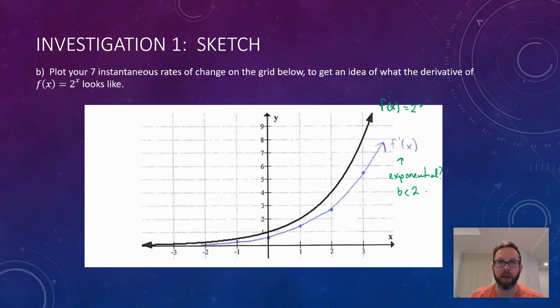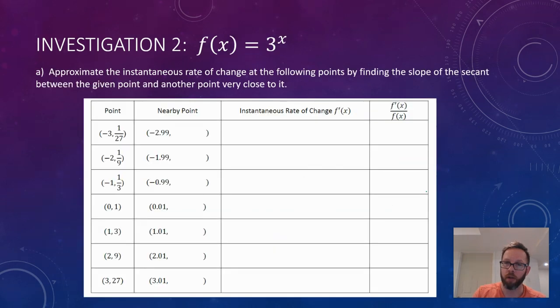So pretty interesting. We're going to repeat this process one more time, but for 3 to the power of x. I've got another table for you. I have 7 points on 3 to the power of x. And this time I'm just having you calculate the y values as well. So you plug -2.99 into 3 to the power of x, get a decimal value. You can keep lots of accuracy, find the rates of change, just like you did in the previous one, and find those ratios as well. So you have 7 to do.